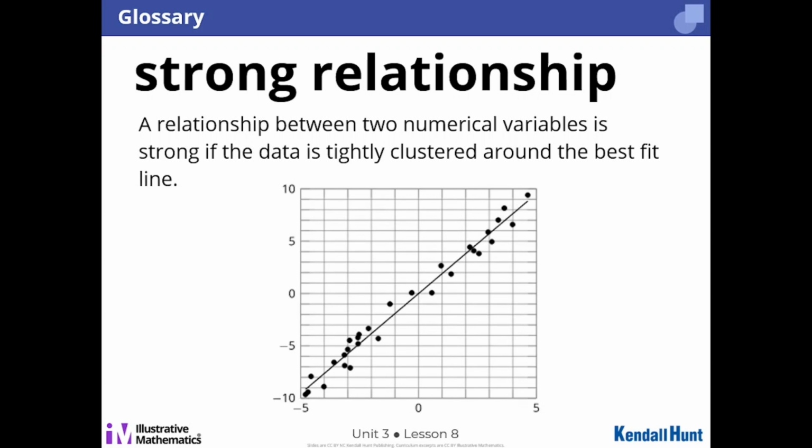Here we have a strong relationship. A relationship between two numerical variables is strong if the data is tightly clustered around the best fit line. So the more this scatter plot looks like a straight line, the stronger that relationship is.